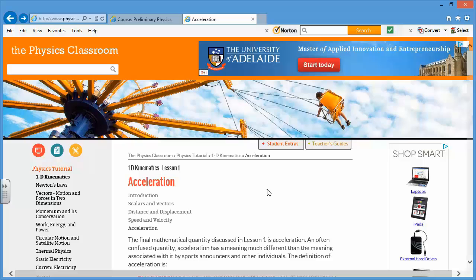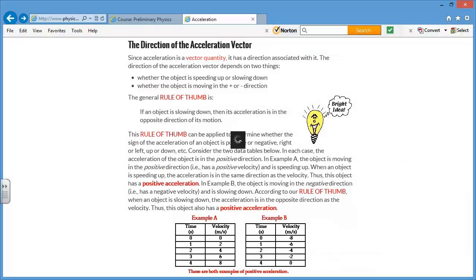In this presentation, we're going to borrow some data from the physics classroom website. It provides a good discussion and explanation about positive and negative acceleration. So our aim is to identify that positive acceleration doesn't always mean speeding up, and negative acceleration doesn't always mean slowing down or decelerating.